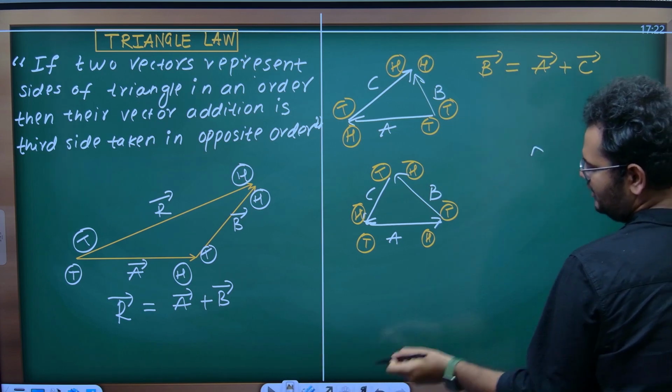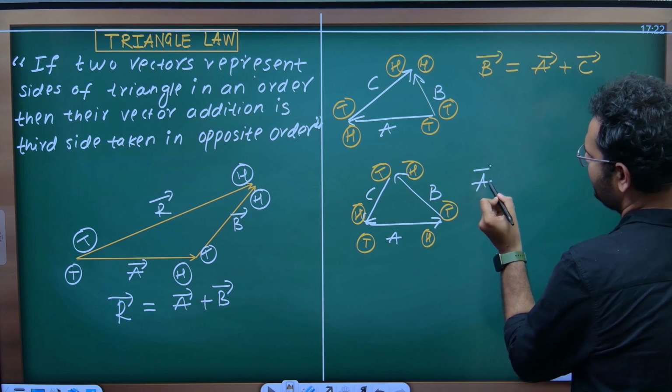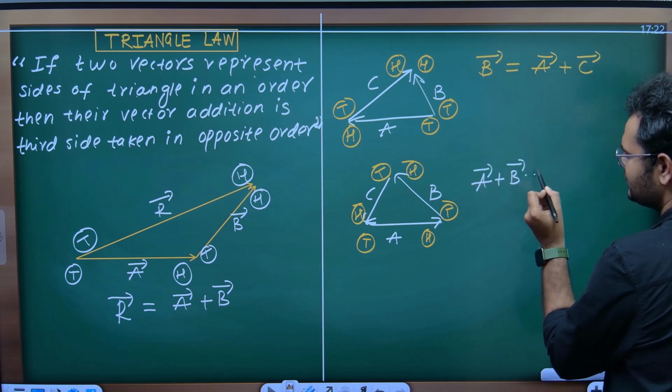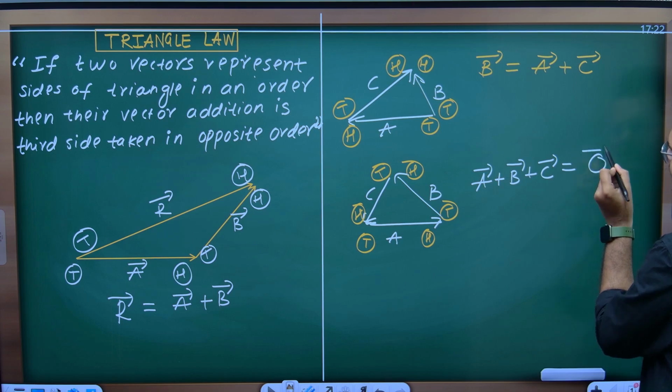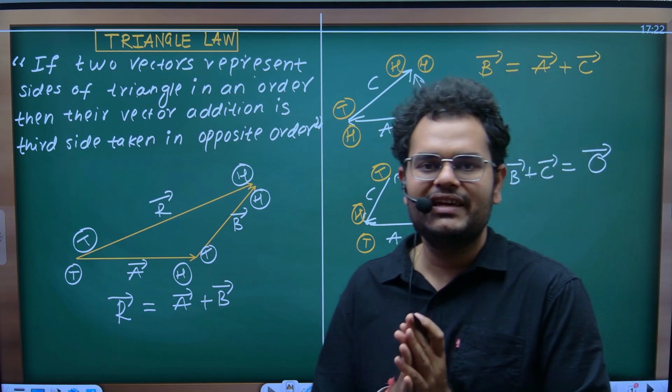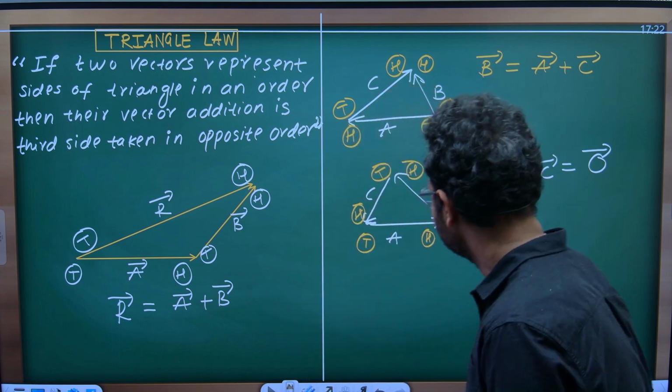I will say A vector plus B vector plus C vector, the vector addition of this. Sir, where is the resultant? The resultant is there, and it is a point and it is called a null vector. Always remember that whenever closed figures are there, the resultant is what? 0. Let us say I take another example.